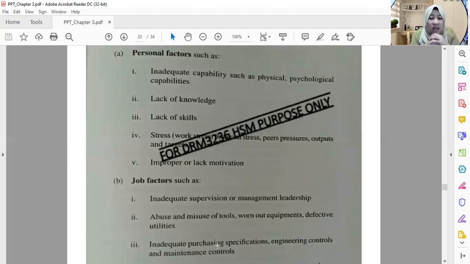And then they have peer pressure, meaning among the colleagues, they isolate them and then they pressure them, right? And then output and targets. And also we do have improper or lack of motivation.